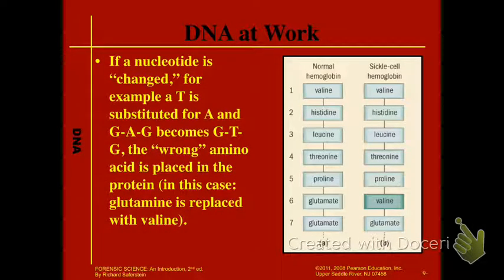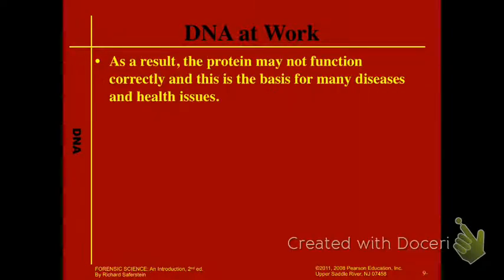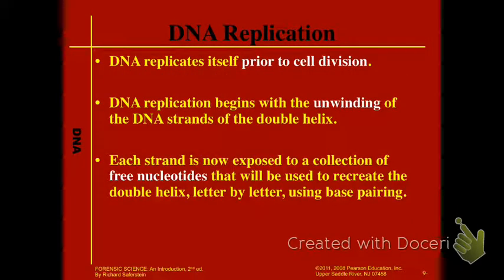If there's a mutation, if a nucleotide is changed, then the wrong amino acid can be placed in the protein, and that can completely destroy the protein. This is where we see genetic diseases show up. This is the basis for many diseases and health issues if we have these substitutions or mutations.